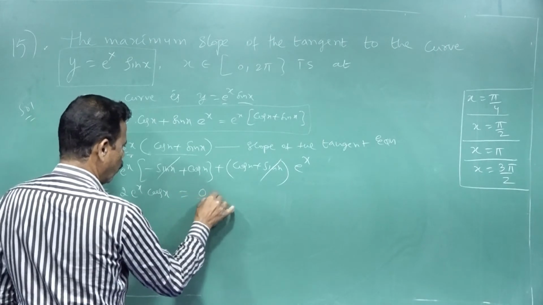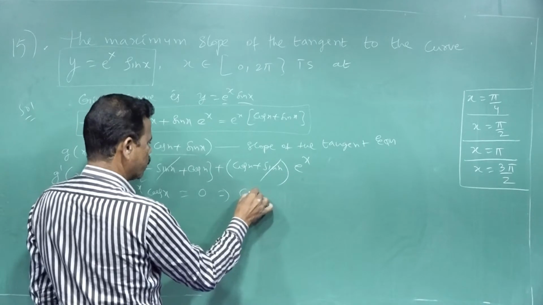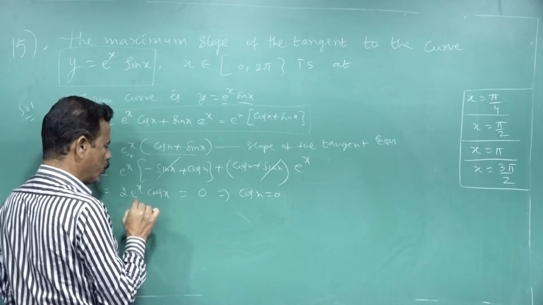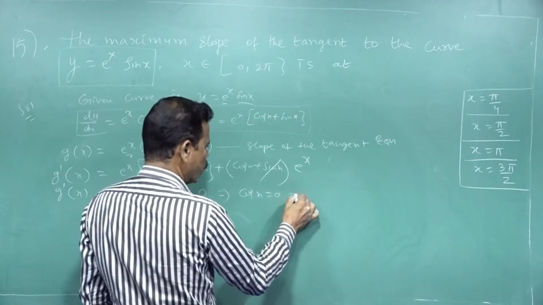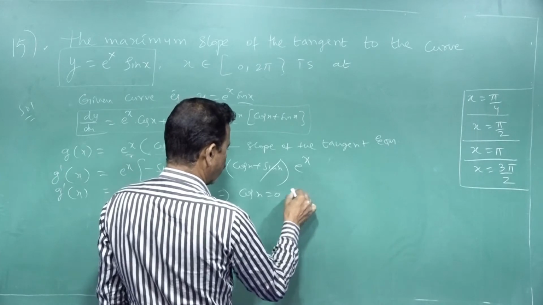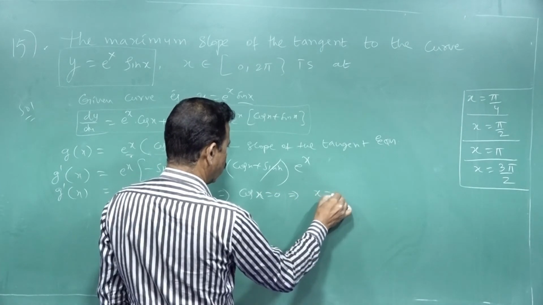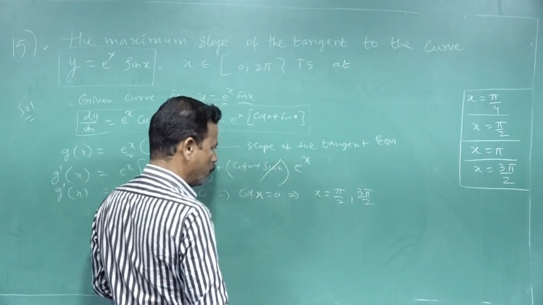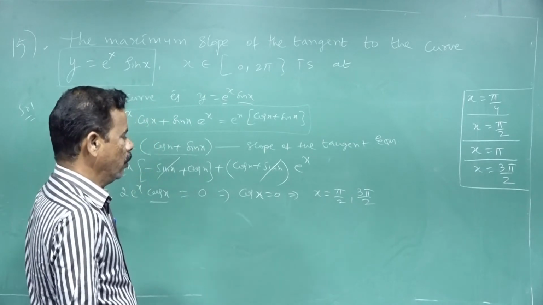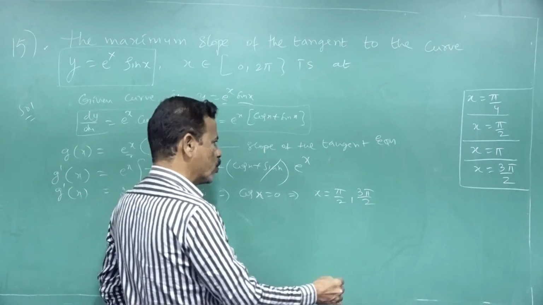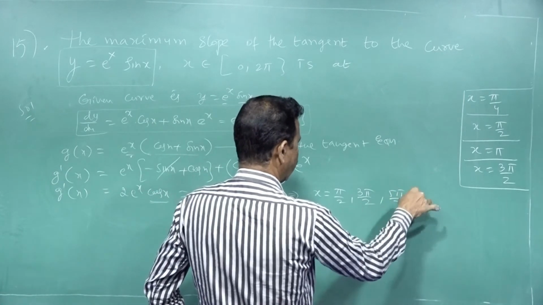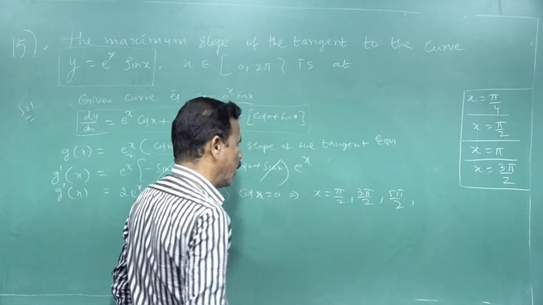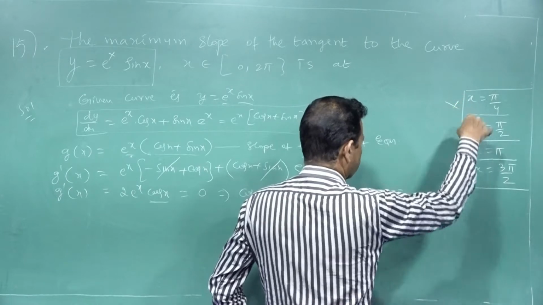So if it is equal to 0, we get the x values. Cos x is equal to 0, because e power of x equal to 0 is not possible. So only cos x is equal to 0 is possible. Cos x is equal to 0 where? x is equal to 90 degrees, that is pi by 2, and 270 degrees, that is 3 pi by 2. Other values also exist, like 5 pi by 2, 7 pi by 2. Here is the maximum 3 pi by 2, and here the minimum pi by 4; these are not coming.